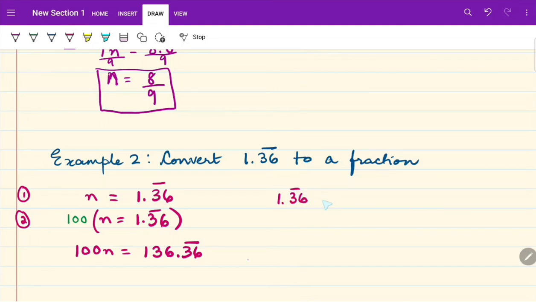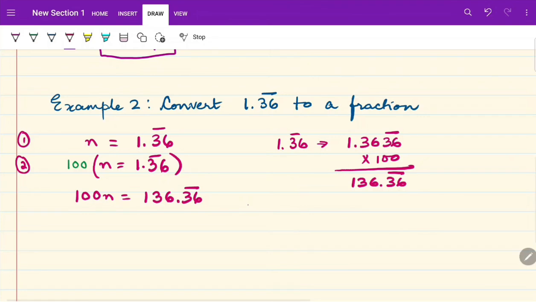1.36 bar can be rewritten as 1.3636 bar, correct? When I multiply that by 100, the decimal is going to shift 2 places to the right. I'll end up with 136.36 bar, and that's exactly what I have down here.